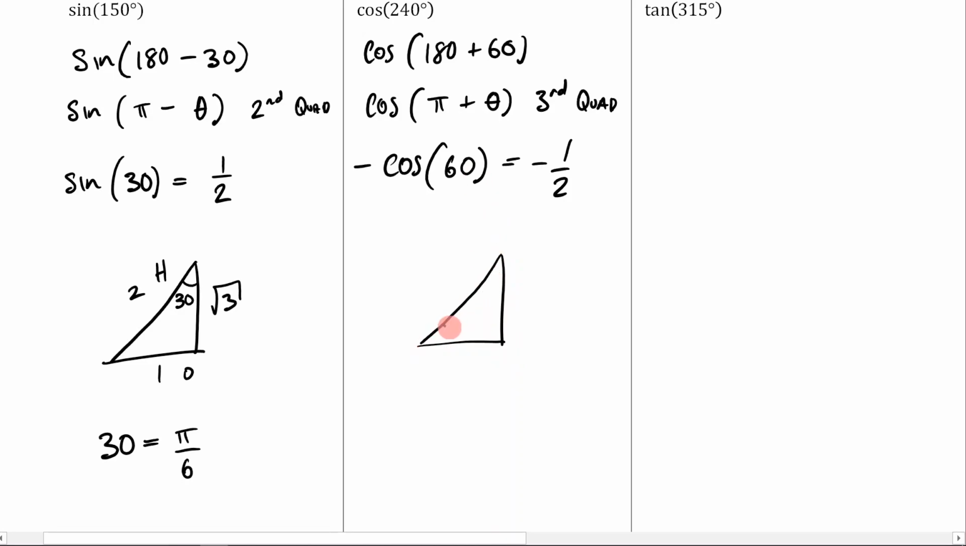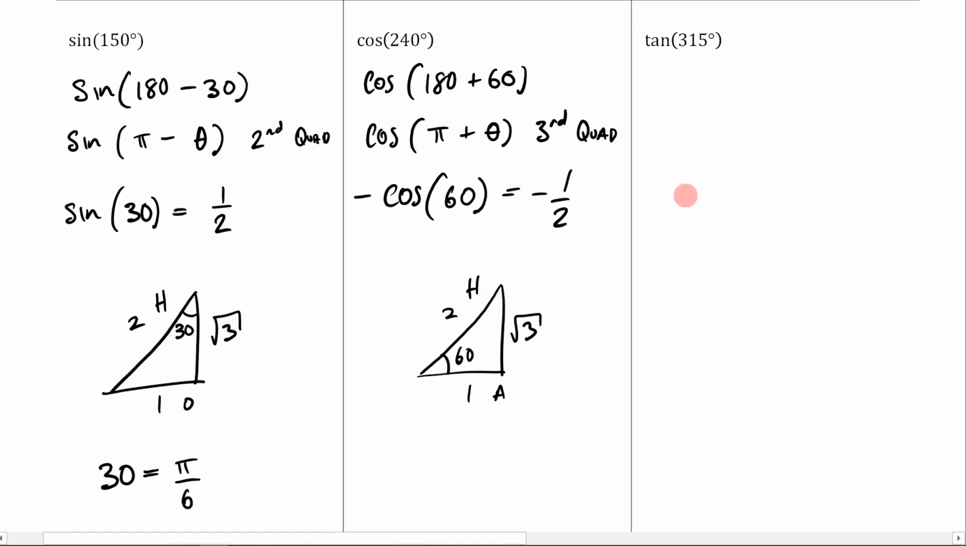So I know that 60 is going to be here. Square root of 3, 2, 1. Cos is adjacent over hypotenuse. It's going to be 1 over 2. So, you know, it's always good to have those special triangles up your sleeve.